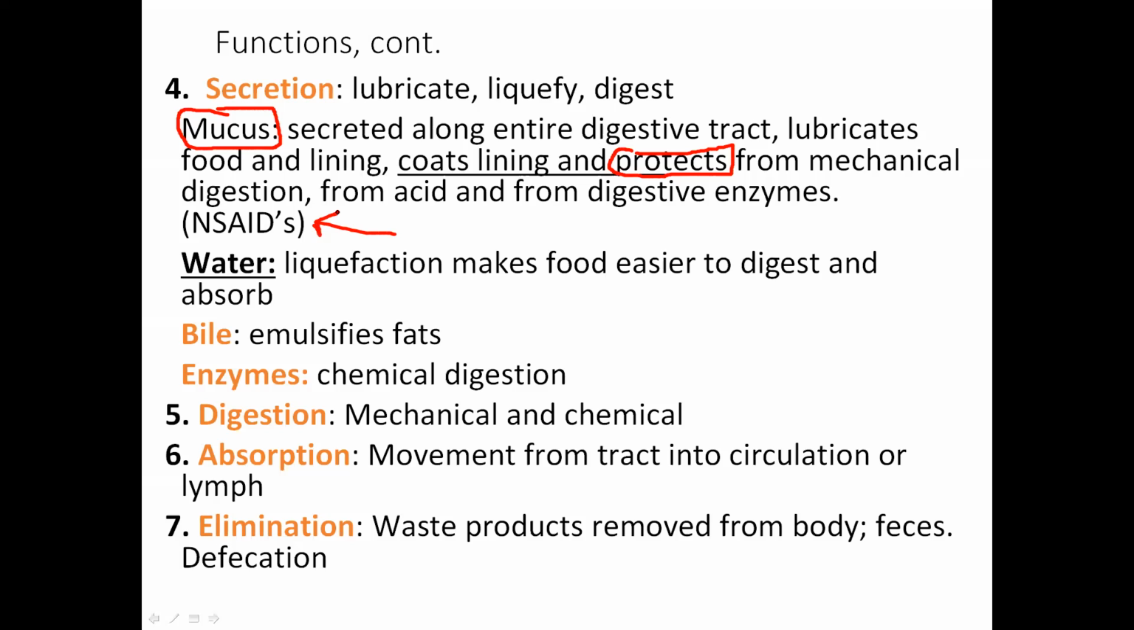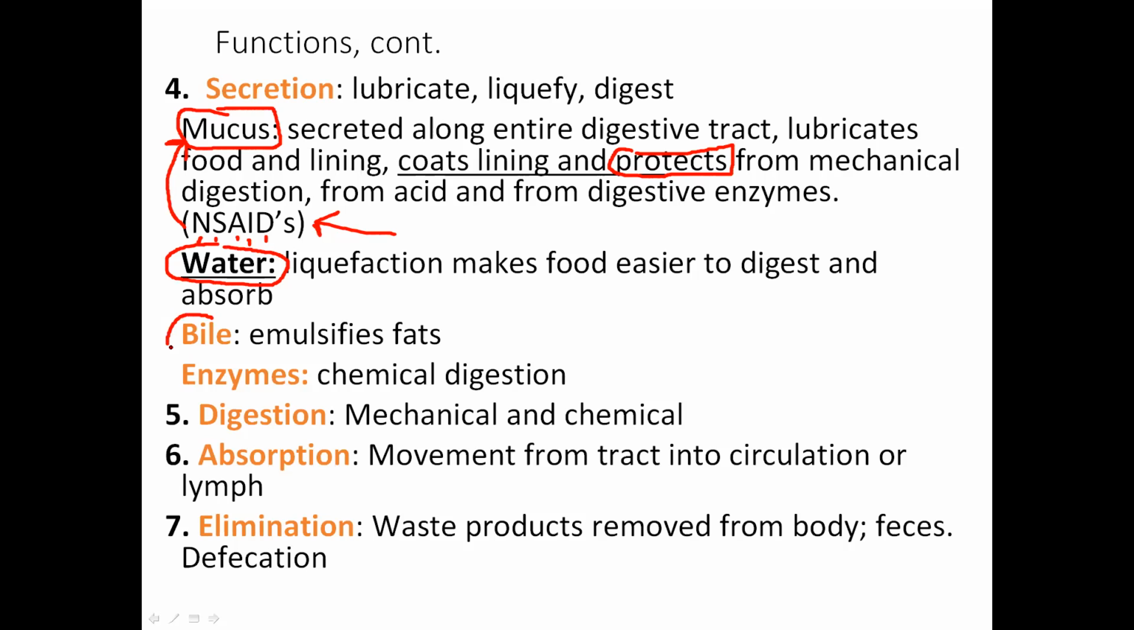NSAIDs are things like ibuprofen, naproxen, Aleve, Advil. NSAID stands for non-steroidal anti-inflammatory drug. A side effect of NSAIDs is that it decreases the gut mucosa, making you more susceptible to injury, such as ulcerations. Water is important to help liquefy the food better and to digest and absorb it.